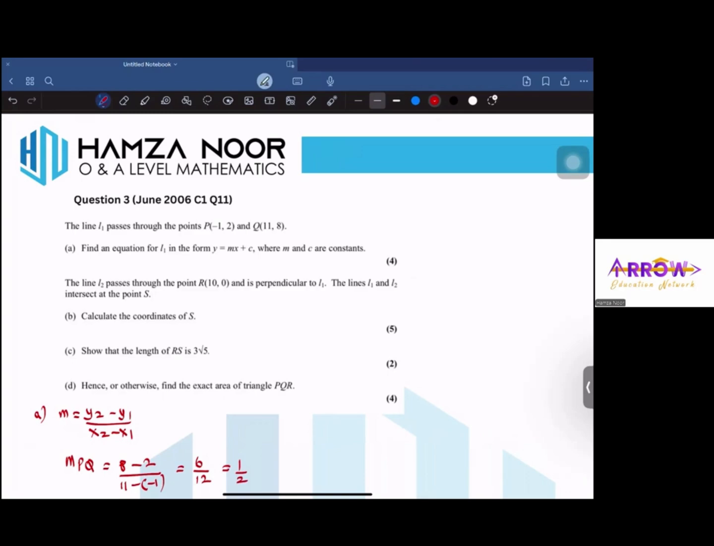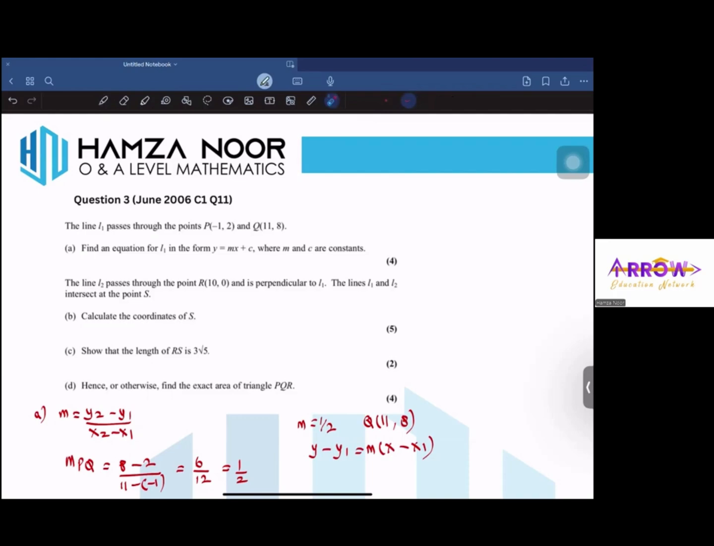Okay. And when we are finding the equation for the line PQ, the gradient of the line is half and it passes through point P as well as Q. So I'm choosing point Q. Alternatively, you can choose point P as well. I'm going to use the form of equation of a line like this: y - y1 = m(x - x1).